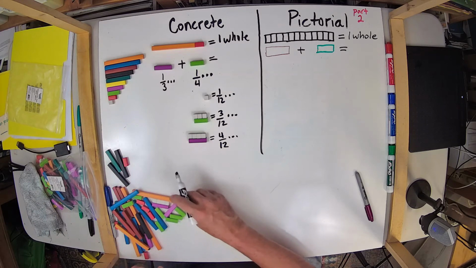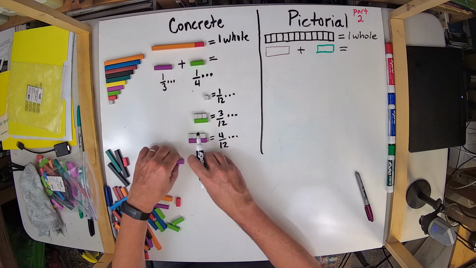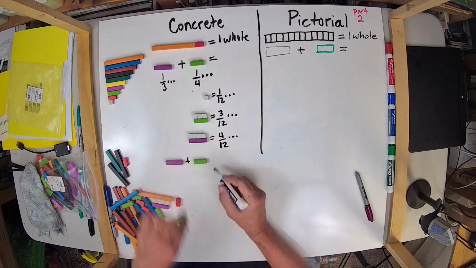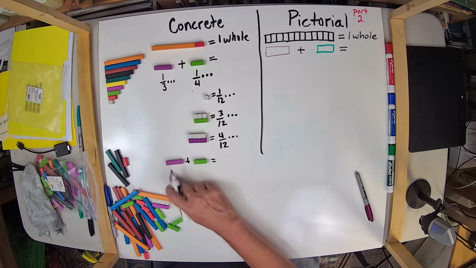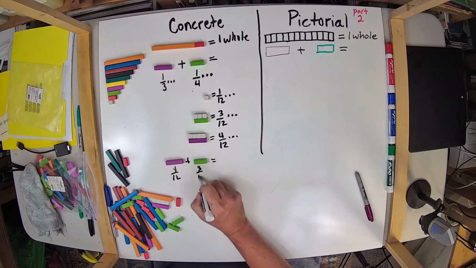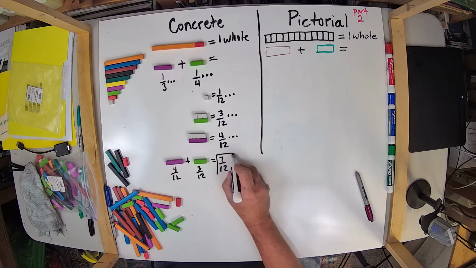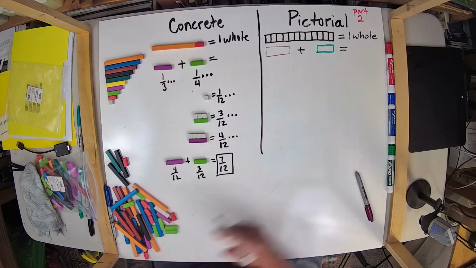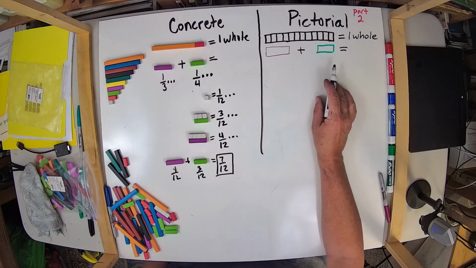So that means that the sum of these two blocks is actually 4/12 plus 3/12, and that becomes 7/12. And that is our answer. Okay, but I'm not done yet, because I also want to make a pictorial representation of this.